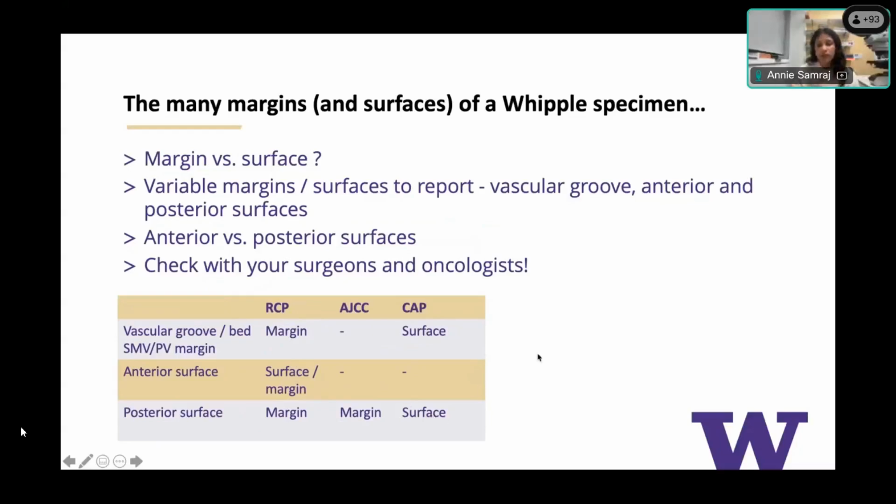So I'm pointing out these differences to you because there is a lack of consensus on what truly constitutes the margins and the surfaces. But regardless of the name we give it, whether it's a margin or a surface, the primary question you should ask yourself is, okay, what do the surgeons need? What does the patient need for treatment, and decide how you want to report it.